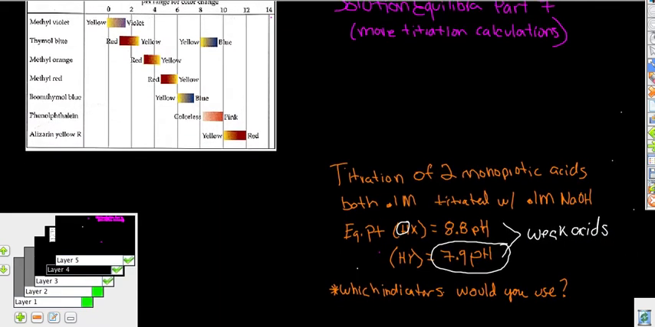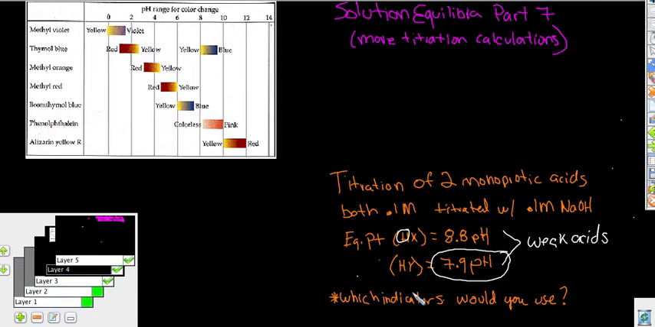And so another question also arises: which indicators might we use? For 8.8, HX, you just go over here and see which one lines up. That one would be an 8.8, so thymol blue would work and phenolphthalein would work. We get 8.8 in there. So it looks like those are the only two for that one.